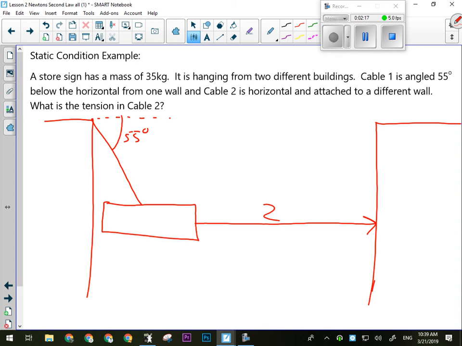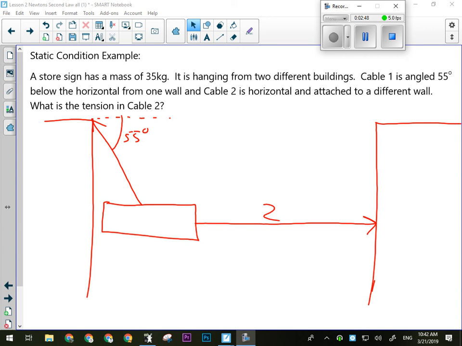Cable 1 is pulling this way. Cable 2 is pulling that way. Yet the sign stays put. There's a bit of vectors involved here. Think about which way or ways the cables can pull. All right, let's have a look at this one.